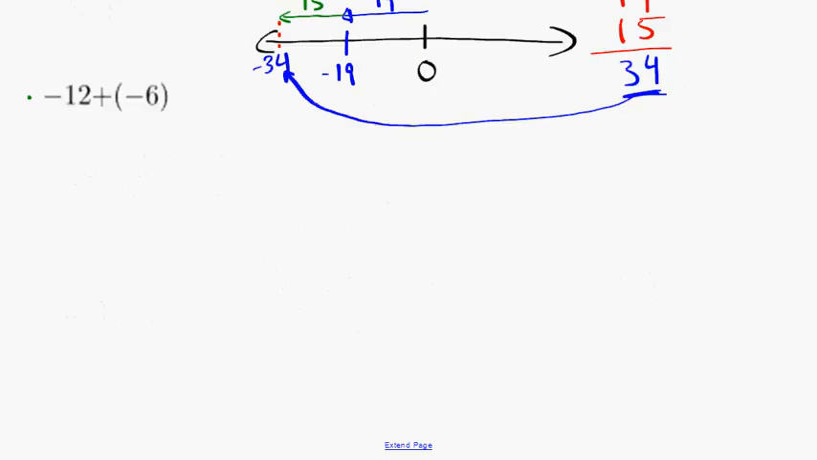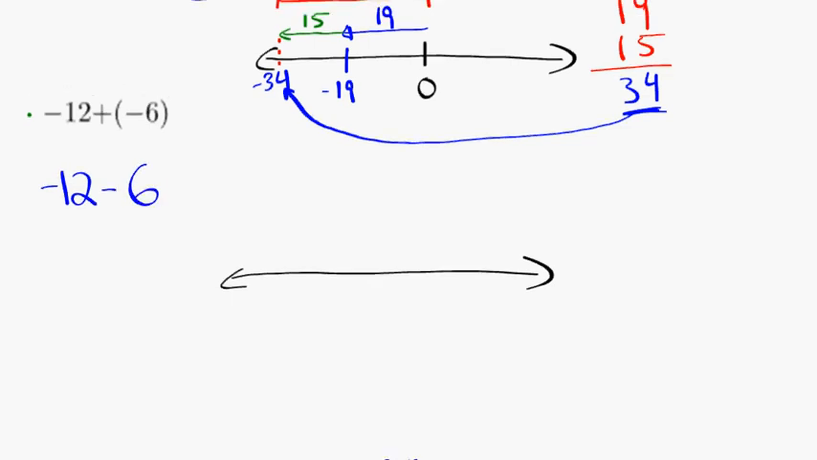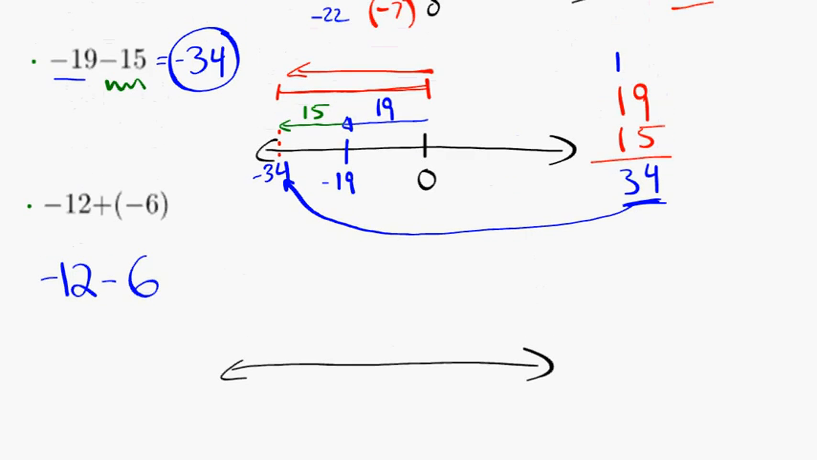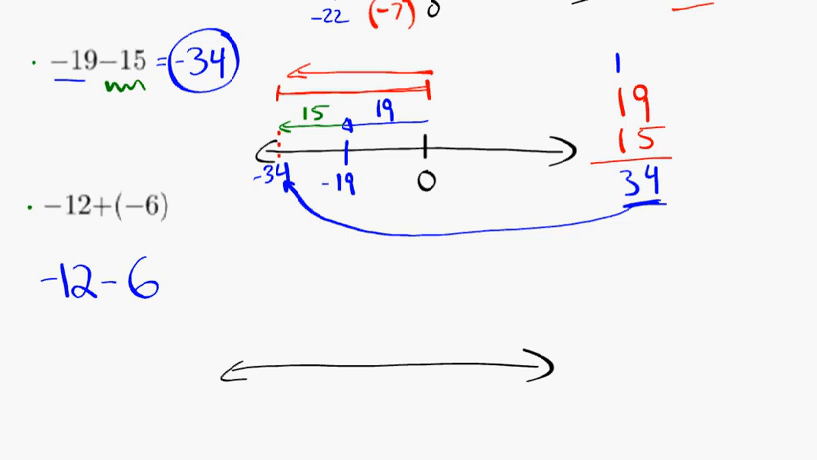Next, we have a negative 12 that is being added by a negative 6. Now let's rewrite this problem. Adding negative 6 is the same as subtracting 6. Take a look at that. We have two negative numbers. We are subtracting 12 and subtracting 6, the same as the previous problem.